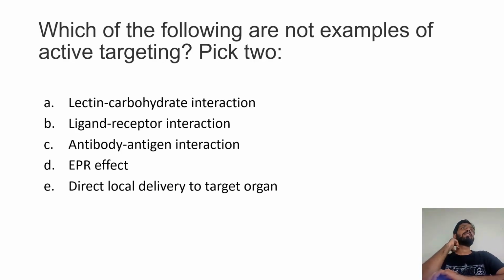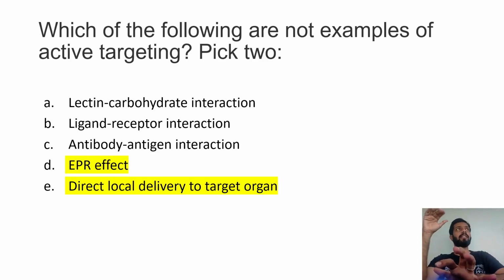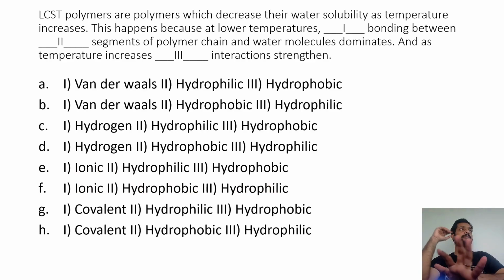Okay. Which of the following are not examples of active targeting? Sir, D and E. D and E. EPR effect and direct local delivery. Yes, sir. EPR effect is a passive targeting example mainly. Correct. Yeah, so absolutely. So EPR is the enhanced permeation and retention phenomenon that's seen in cancers and most bacterial infections and so on and so forth, right? Yeah. So EPR effect and direct local delivery to the target organ are examples of passive targeting.